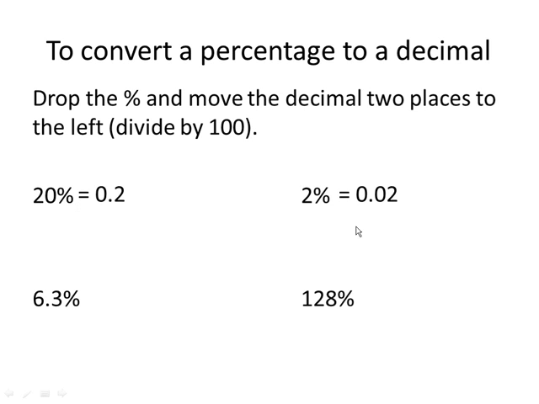If I start with 2% and I go 2 places, I end up with a gap. Fill in the gap with a 0, and 2% is 0.02. If I go 2 places to the left for 6.3, I'm going to have an extra gap to fill in with the 0. And the 128%. Start it here at the end of the 128, move it just 2 places, and the decimal ends up between the 1 and the 2. Now when you change a percent to a decimal, don't forget to remove the percent sign. It's a really big deal. 128 is not the same thing as 1.28, so make sure.